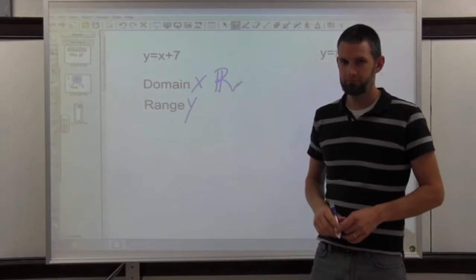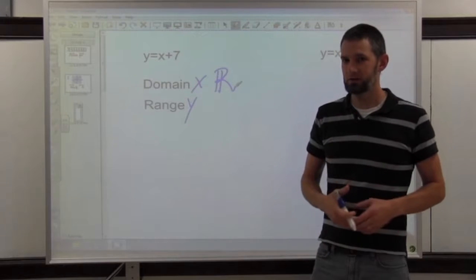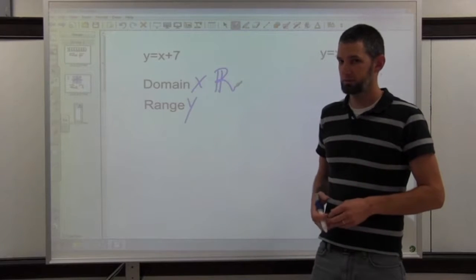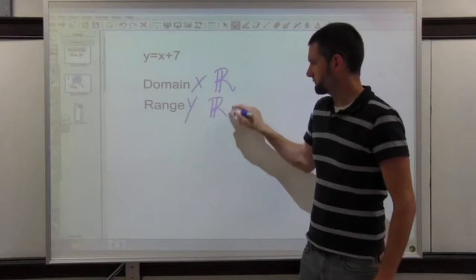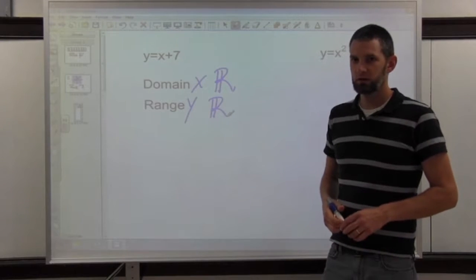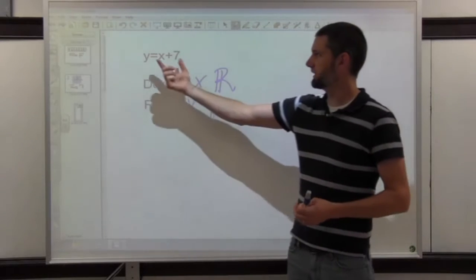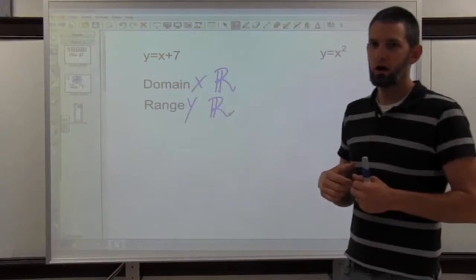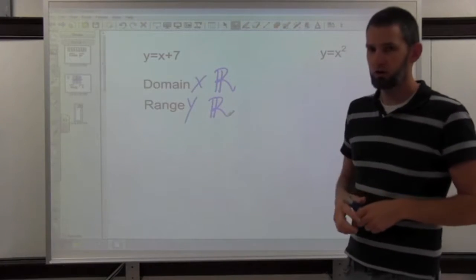The range. If I take a number and add it to 7, it's still going to be a real number. So the range in this one is all reals as well. And that's pretty common when you have an equation with just a plain old x and a y. Often the domain and the range are real.